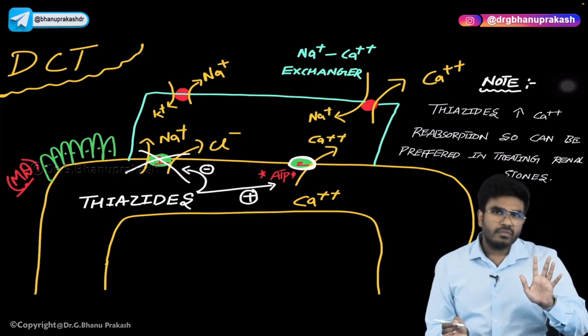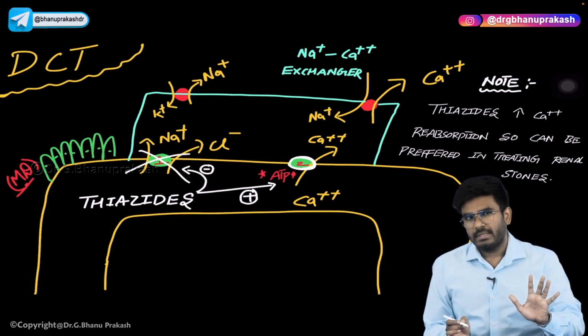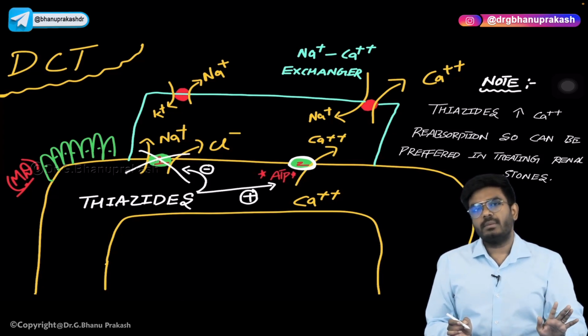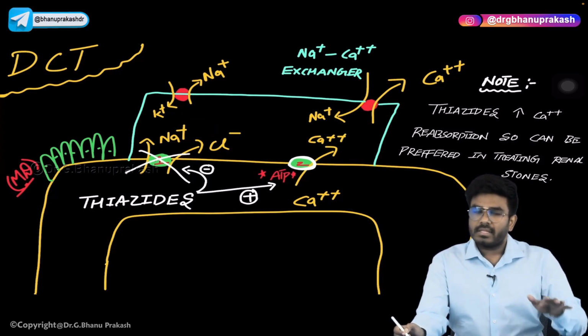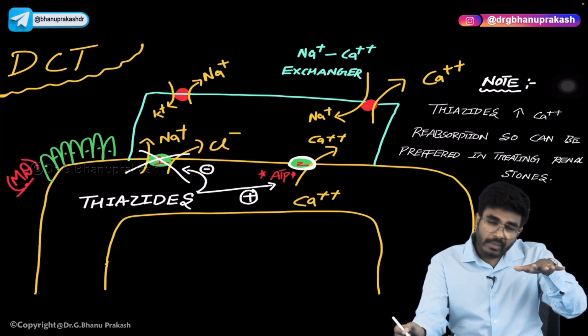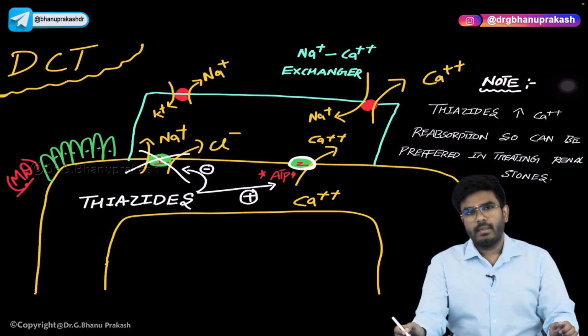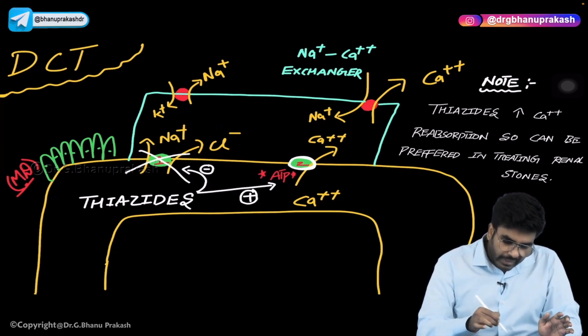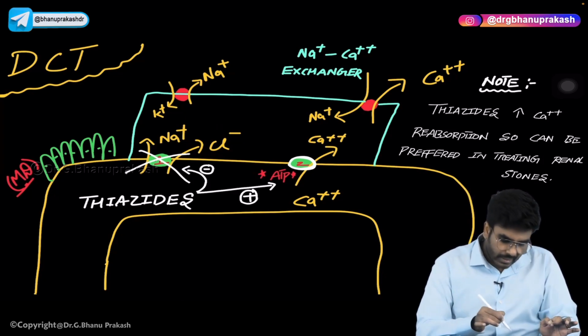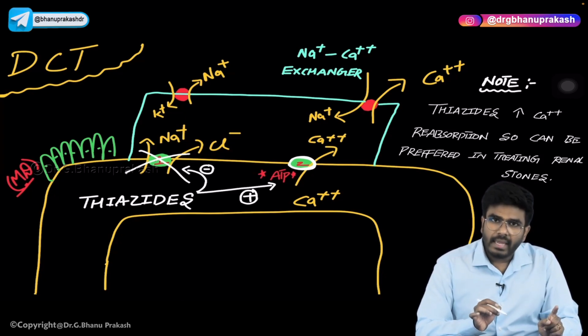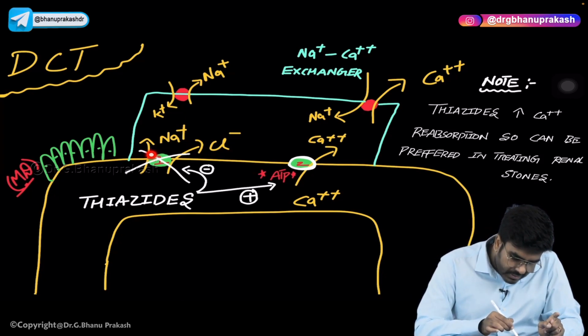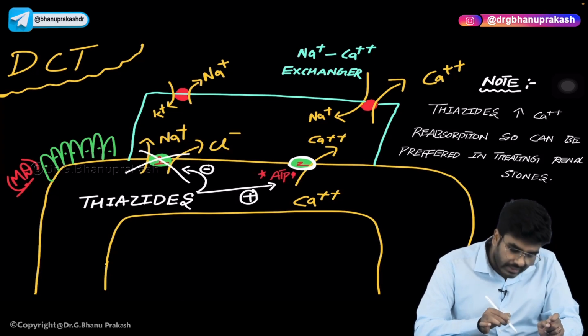Now just tell me, if the sodium chloride importer is inhibited, sodium ions are not entering into the cell. The sodium concentration in the cell is going to be decreased. Now who is bringing the sodium into the cell? In this DCT epithelial cell, the sodium is entering into the cell via this sodium chloride importer. Why? Because, please concentrate.